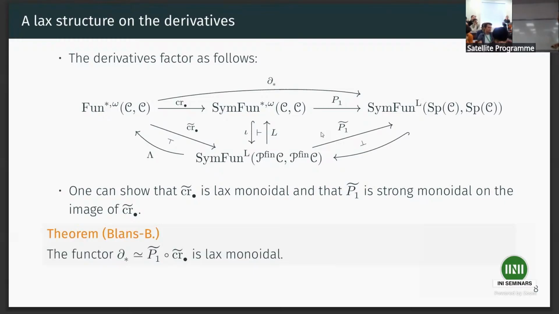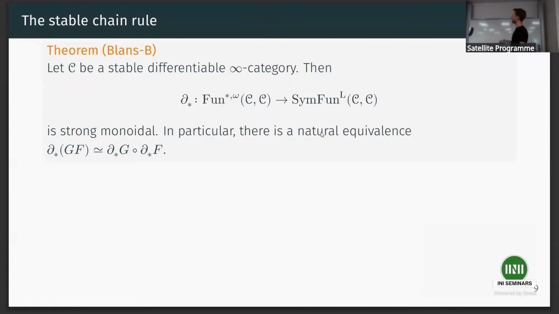And that leads to the result that the derivatives can be made into a lex monoidal functor. So that doesn't give us a chain rule yet, but at least now all the extra structure that we needed, all the coherencies, are there. Now we just need to check that we actually have a chain rule, that the lex comparison maps that we have are actually equivalences.